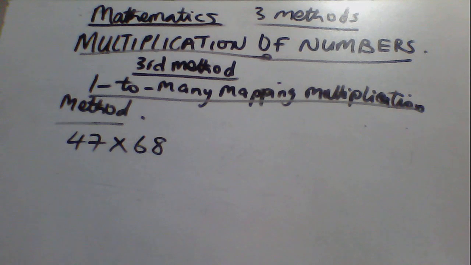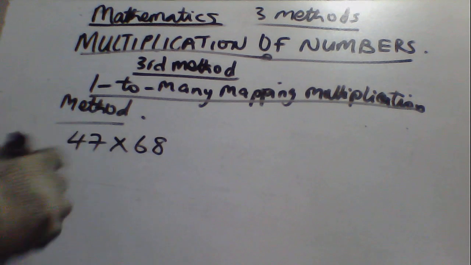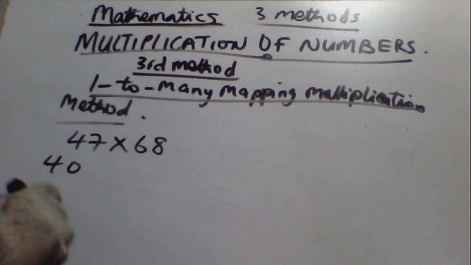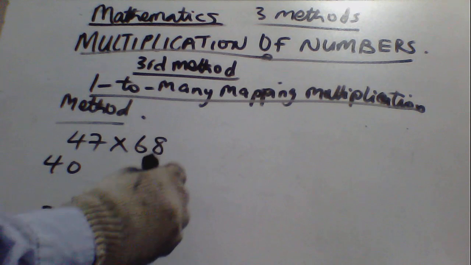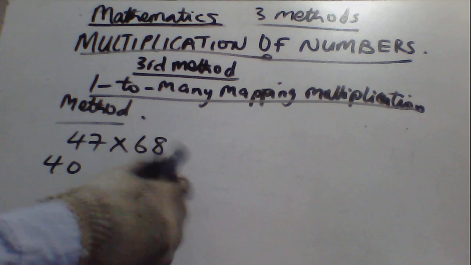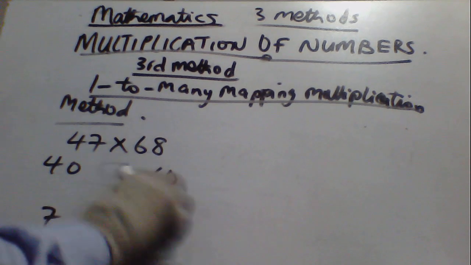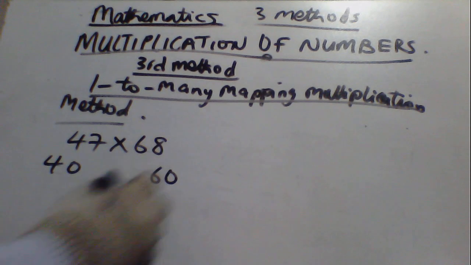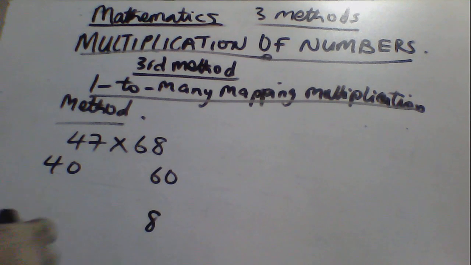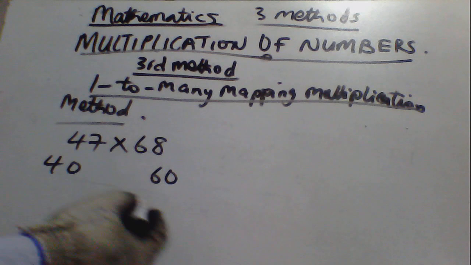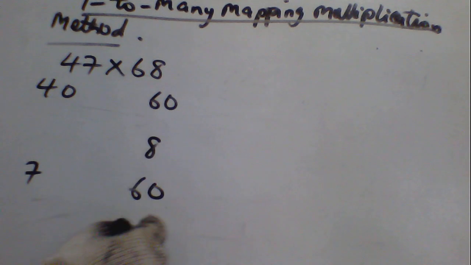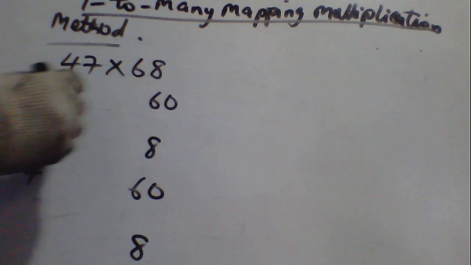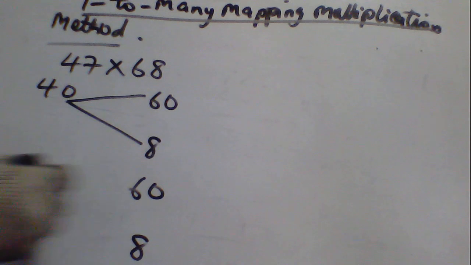The trick here is to split these two into 2. That gives us 40 and 7. You come here, split it into 2. This gives us 60 and 8. Because what you give to this 40, you also give to 7. So you have also 60 and 8. So that 40 maps to 60 and 8, 7 maps to 60 and 8.